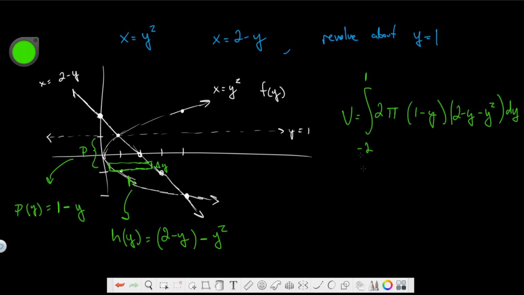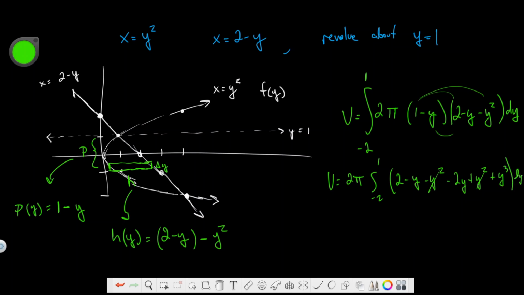This looks pretty simple to solve. We can pull that 2 pi out. And then what do we got? We got 1 times 2, which is 2. We have 1 times negative y, which is negative y. We have 1 times negative y squared, which is negative y squared. Then we have negative y times 2, which is negative 2y. We have negative y times negative y, which is positive y squared. Those are going away. And then we have negative y times negative y squared, which is y cubed. Let me not forget my dy.